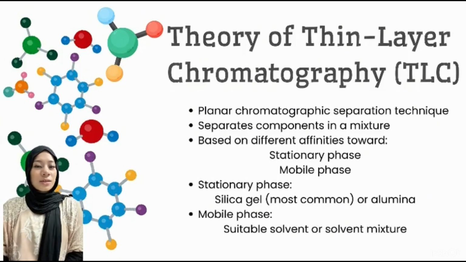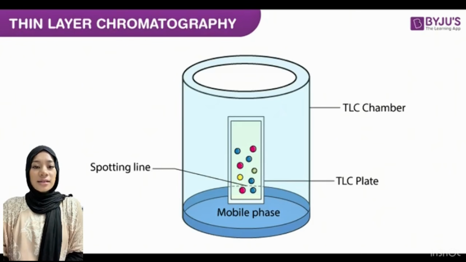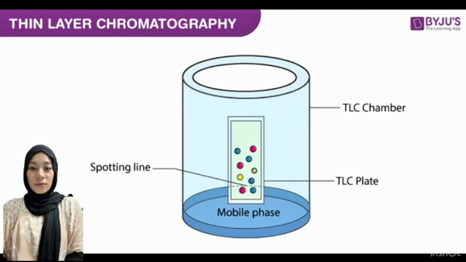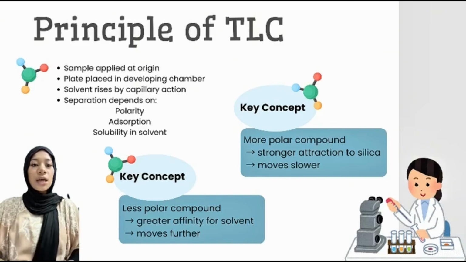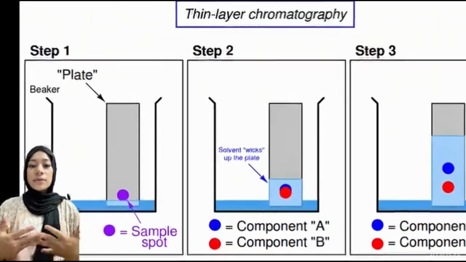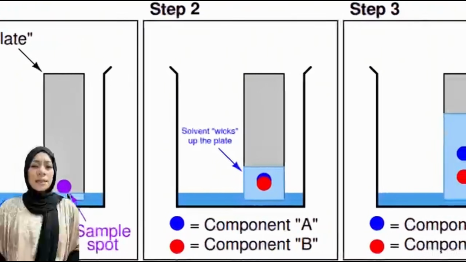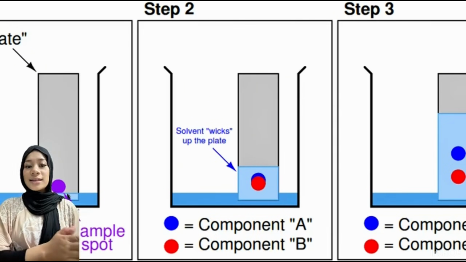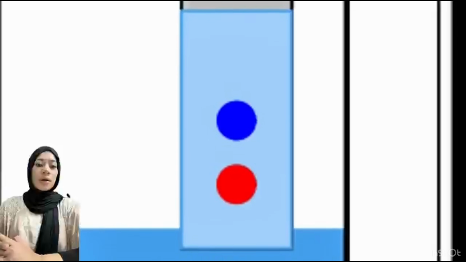The separation occurs because different compounds have different attractions or affinities for the stationary phase and the mobile phase. As a result, each compound moves at a different rate, allowing them to be separated into individual spots. The principle of TLC is based on the different interactions between each compound and the stationary phase and the mobile phase. First, a small amount of sample is spotted near the bottom of the TLC plate. The plate is then placed in a chamber containing the solvent. As the solvent rises by capillary action, it carries the compounds upward.